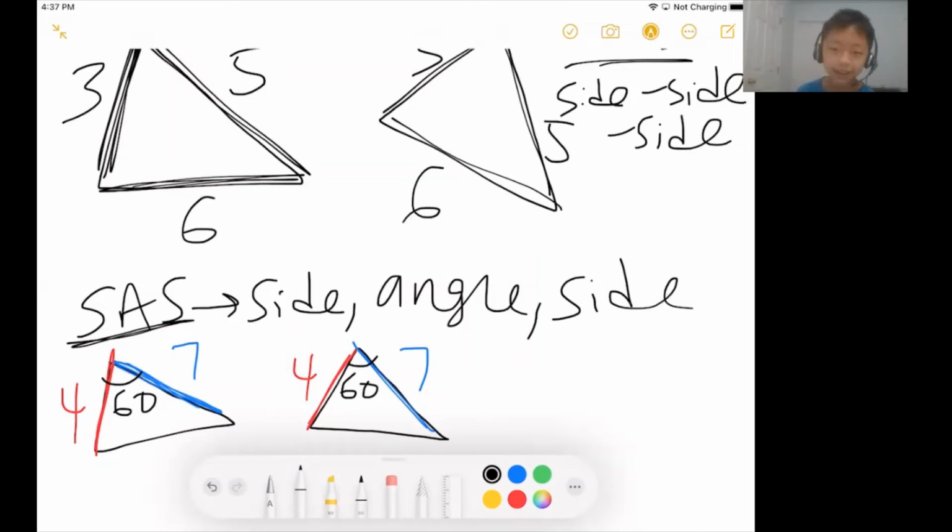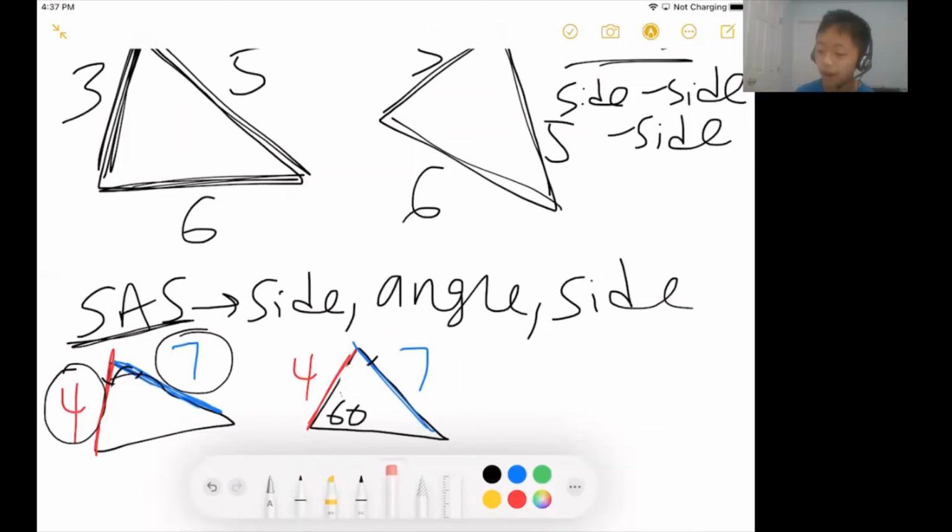Note that it is important that the angle is between the two sides. If the 60-degree angle was not there, but instead the 60-degree angle was over here, you cannot conclude that the two triangles are congruent. So just know that only SAS congruence works. The angle has to be between the two sides. And if the angle's not between the two sides, there are actually 2 possible triangles, which is why SSA congruence doesn't work, but SAS congruence works. So that's how SAS congruence works.